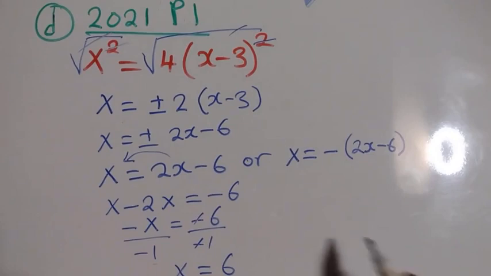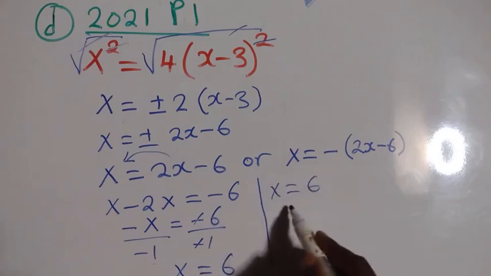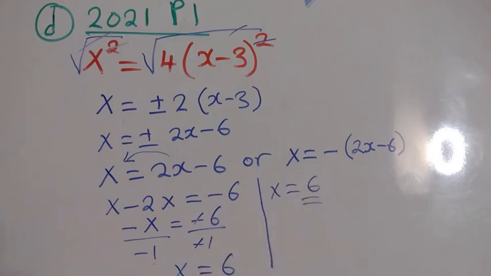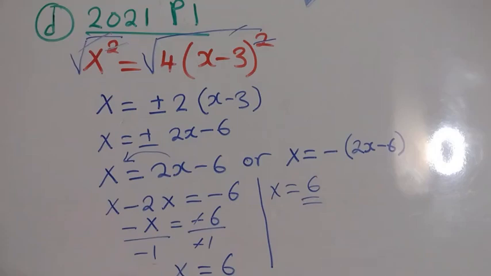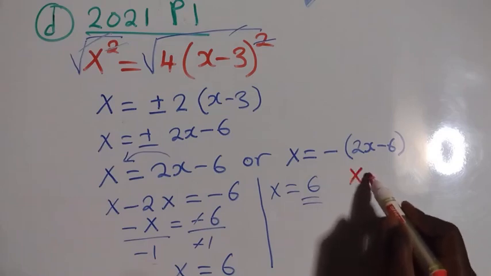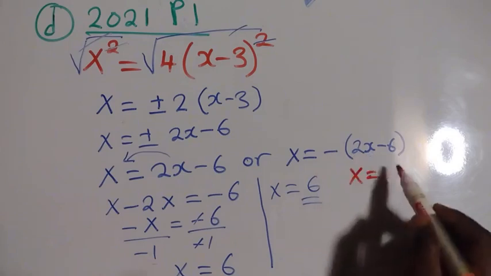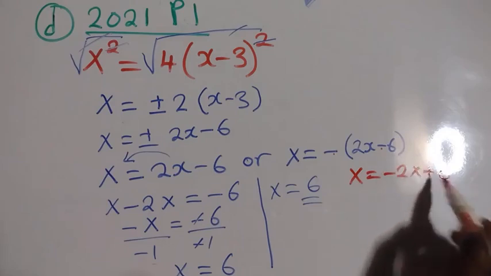So this is our value. Okay, x is equal to 6. Let me write it here. X is equal to 6, the first value of x. Now we have this one right here. Okay, as you can see, we have this one right here. So what are we going to do? We need to solve it as well. So we have x equal to, so negative times 2x, this is negative 2x, negative negative is a positive 6.